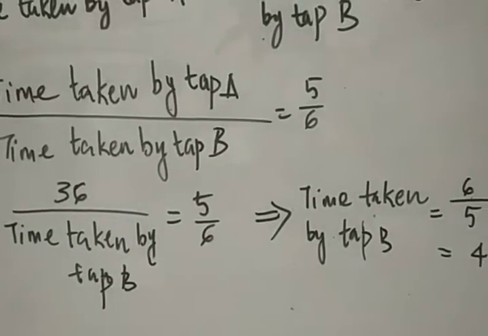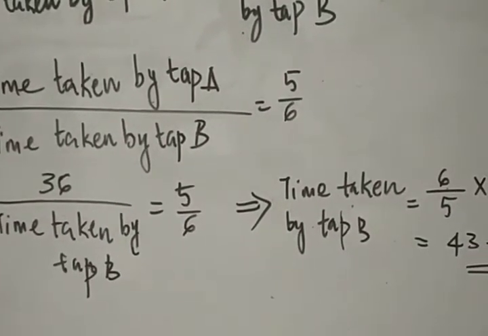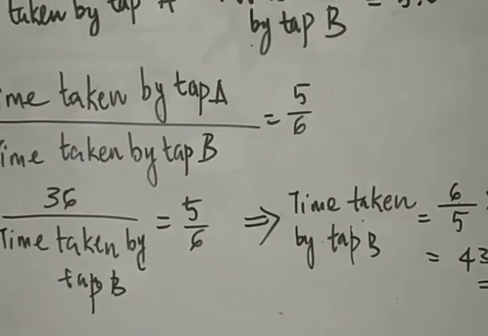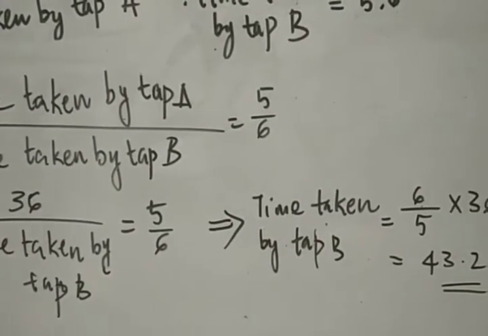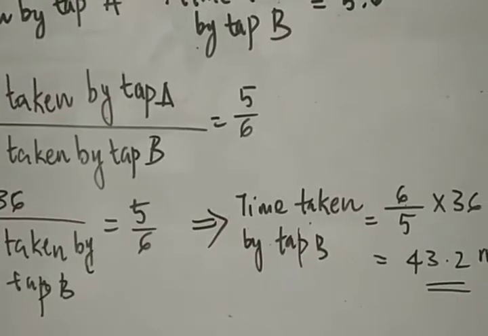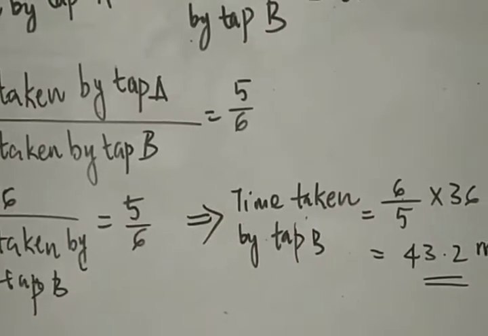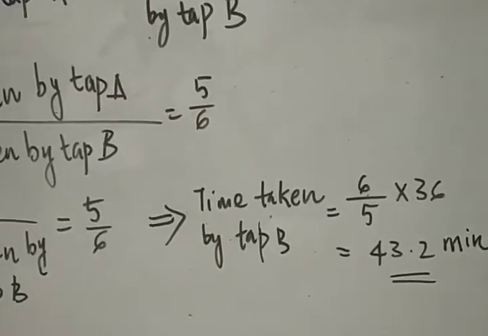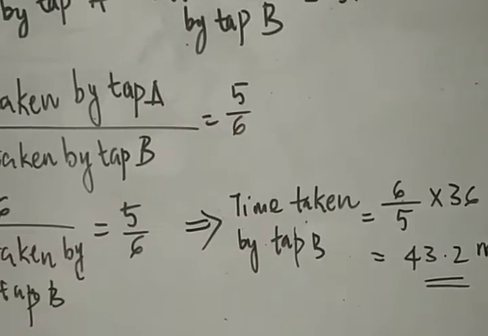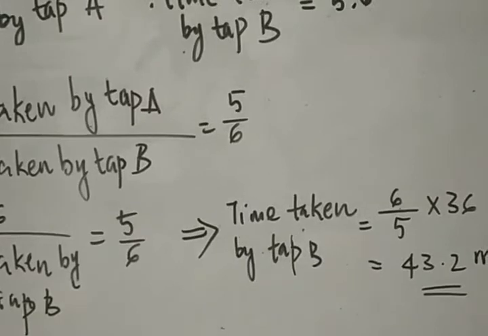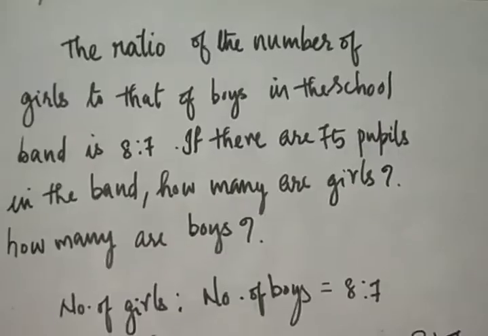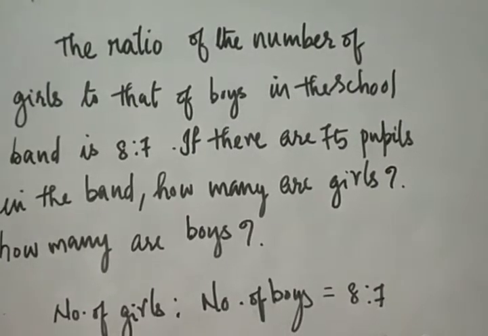So it will become time taken by tap B is equal to 36 into, 36 is already there on that side. So it will become 6 by 5 into 36. So when we calculate this value, we will get 43.2. So the time taken by tap B to fill the bathtub is 43.2 minutes. Let's move on to the next question.